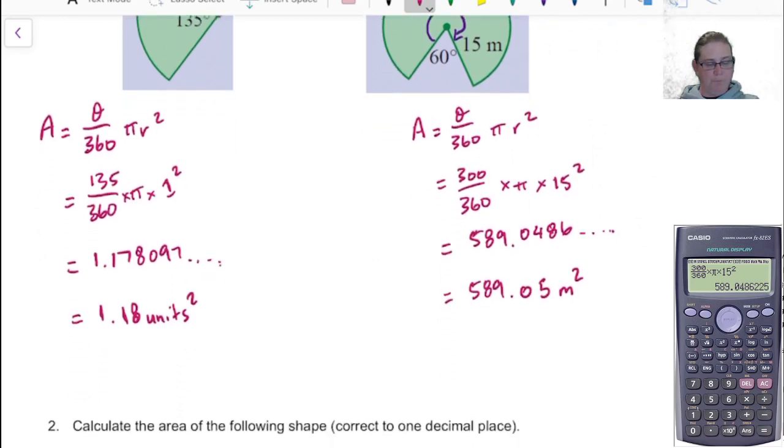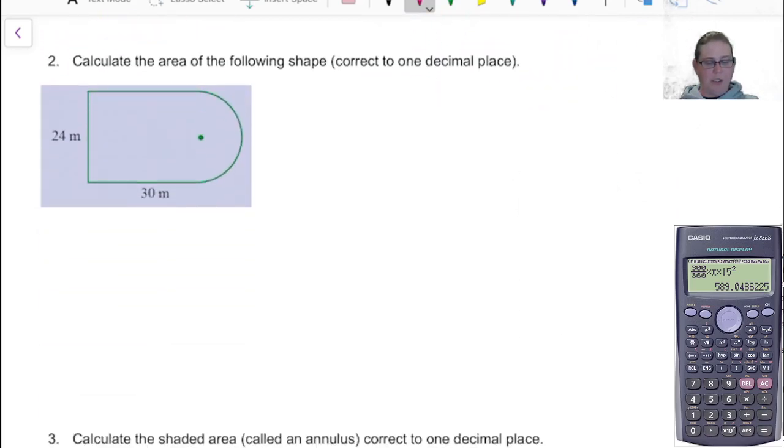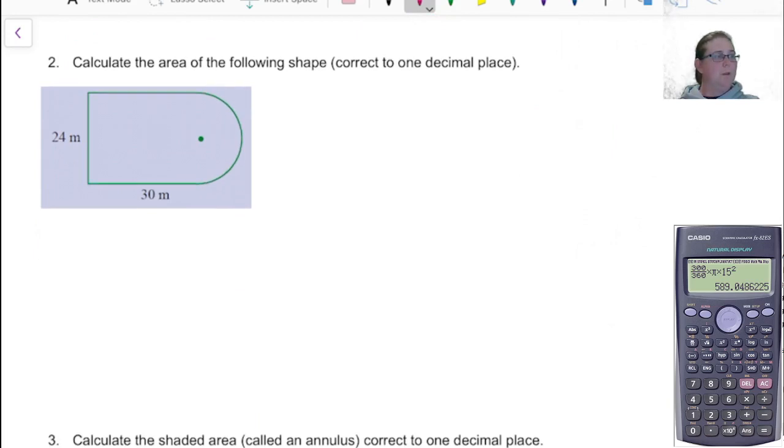Next one, we have to calculate the area of the following shape. All right, so calculate the area of the following shape, correct to 1 decimal place. So now we have a composite shape. We have a composite shape there. So I'm just going to break it up into 2 separate shapes. So I'm just going to go down here, and now I have a rectangle and a semicircle.